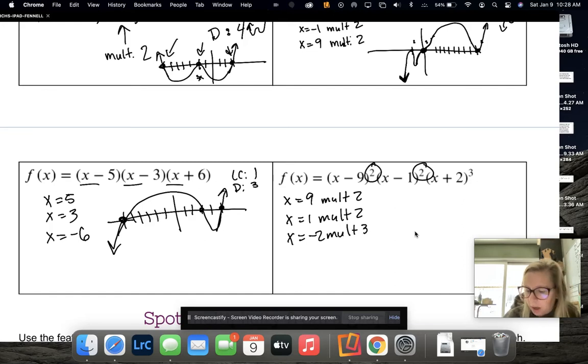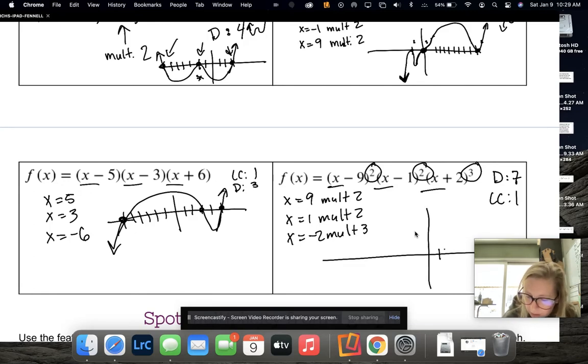2, 4, 3 more is 7. This is a degree 7. Again, our leading coefficient is just 1, so we know our right arm is going to face up, and then we have all these multiplicities to deal with. All right, so at positive 9, 1, 2, 3, 4, 5, 6, 7, 8, 9.